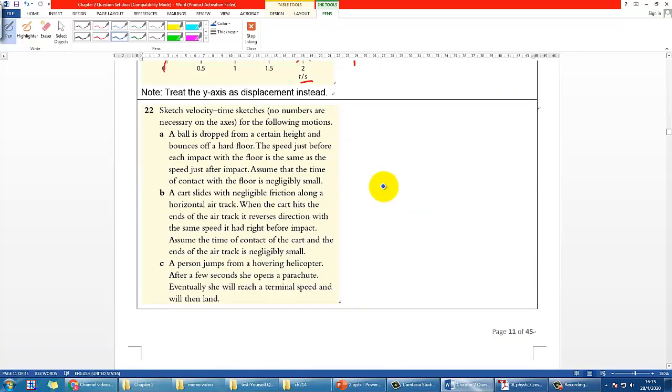Okay, last question of this part of the video. It asks you to sketch the VT graph for 3 different cases. No numbers are necessary. Okay, sure.